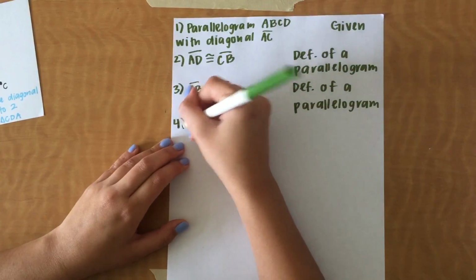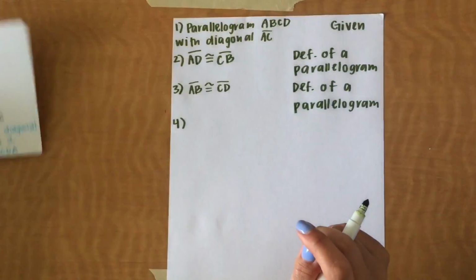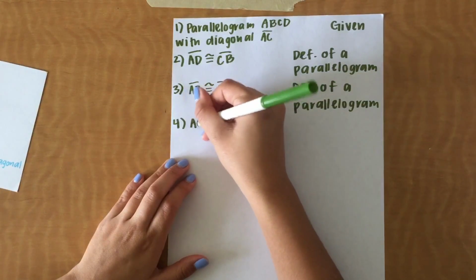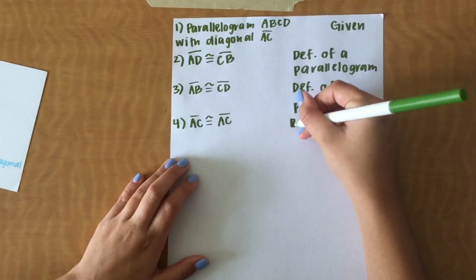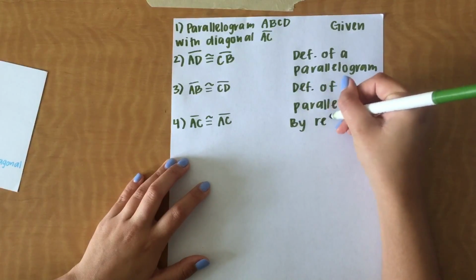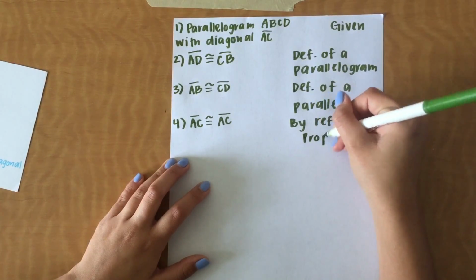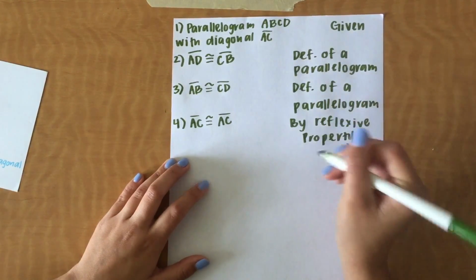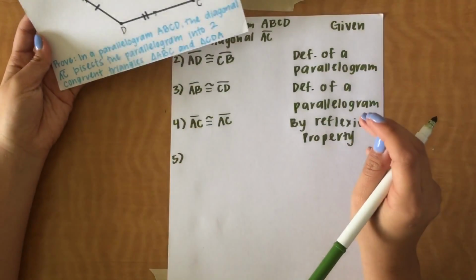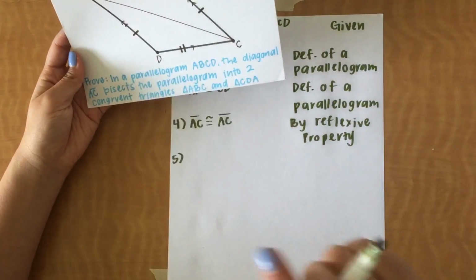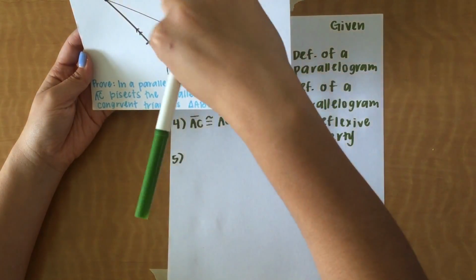And then we know that AC is congruent to AC by the reflexive property. So then we can say that by side, side, side, since we have the three sides congruent, triangle ABC is congruent to triangle CDA.